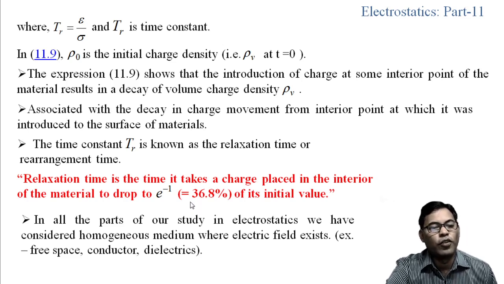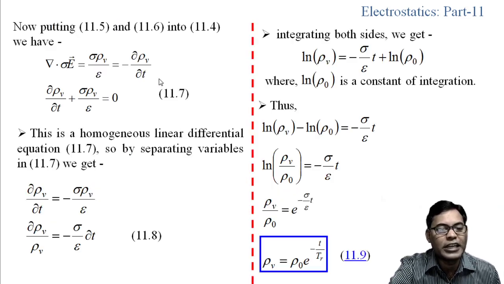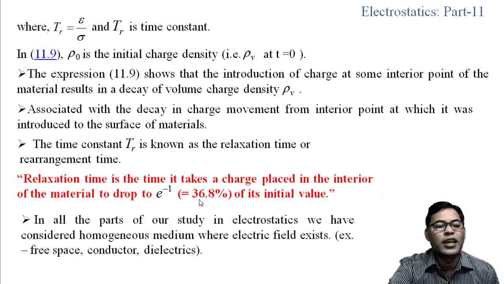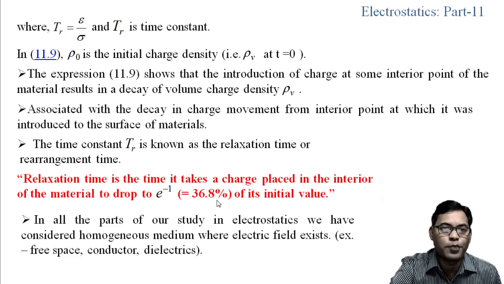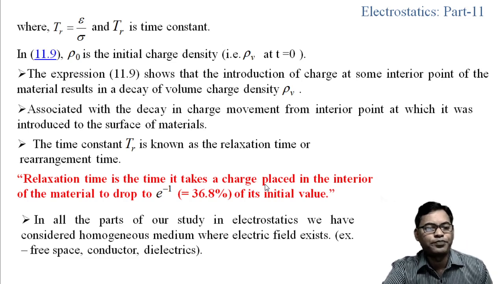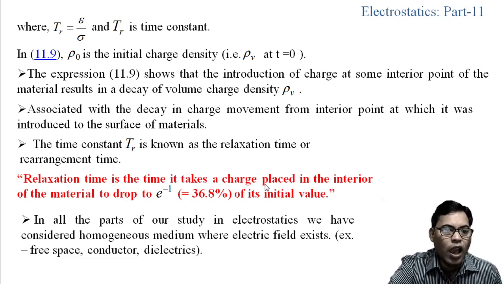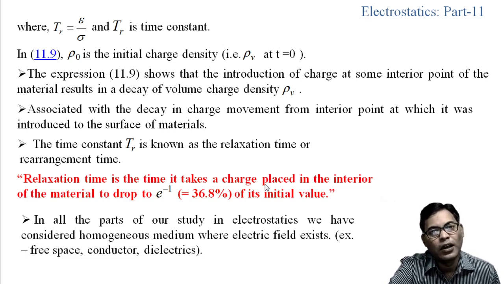0.368. So if we consider t equals tr, then this tr and tr cancel out, and that will be -1. From that we get the expression, that it is 36.8% of its initial value. So this is all about the definition of the relaxation time, and this is also the completion of the electrostatic field in dielectric materials.